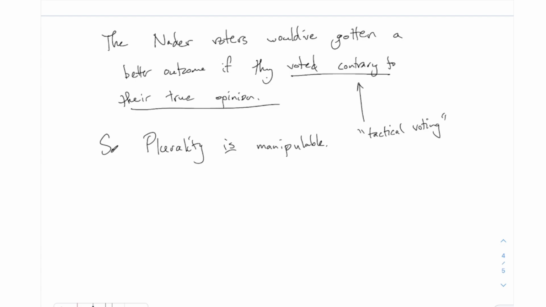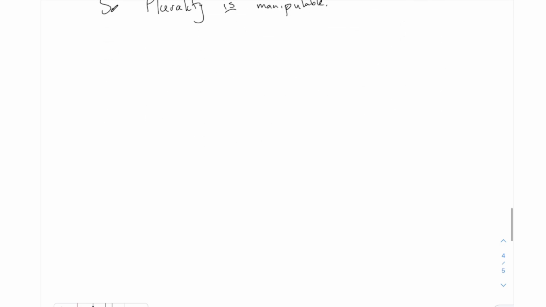In a plurality system, in American politics, everybody votes tactically, basically, because you're not voting for the person who you think would be the best president in the whole world. You're voting for the guy on the ticket who you think is going to win and who you think is going to be the best. All right? Is this kind of manipulation possible in other systems? That's what I want to talk about for the next 20 minutes or so.